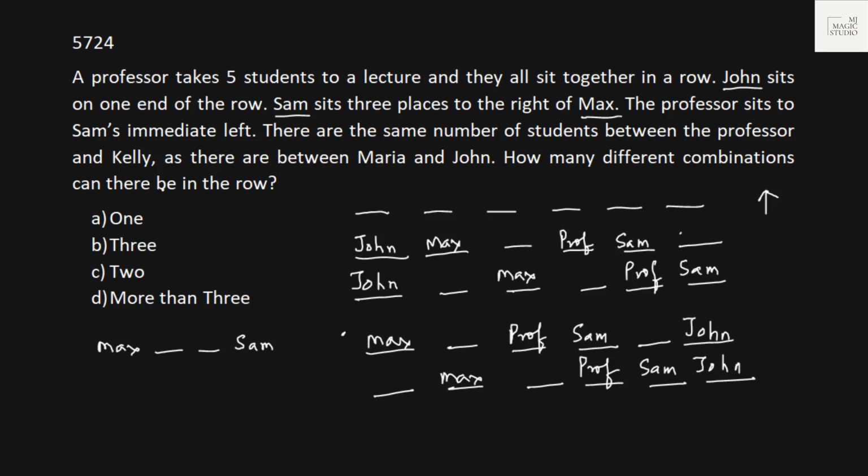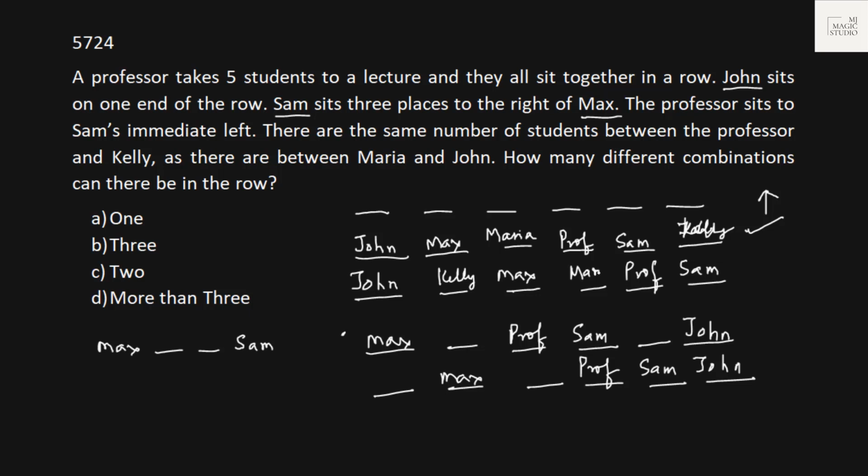There are the same number of students between Professor and Kelly as there are between Maria and John. Professor and Kelly. If Kelly is sitting here, there is 1 person between Professor and Kelly, and John and Maria. So it should be Maria and John here. Sorry, Maria and Kelly. This should be Kelly.